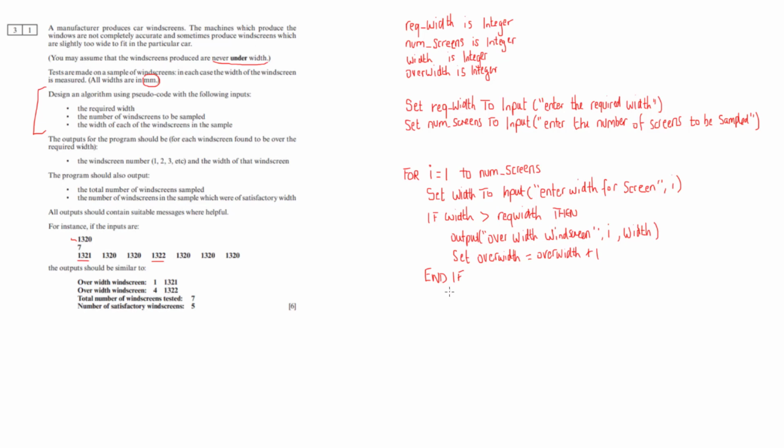End my if statement there, and then I'll say next I. And that increments the loop and takes you back up until we reach the terminating condition, which is the number of screens. So now what we've got is we can loop through all the screens, add them in, get the user to input them, and then check if they're over width and then output that. So a couple more outputs then.